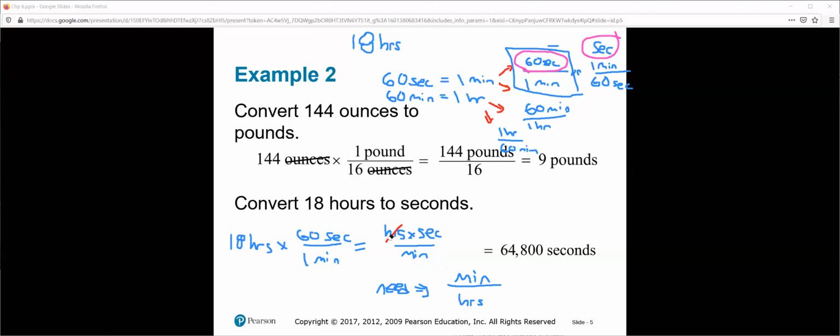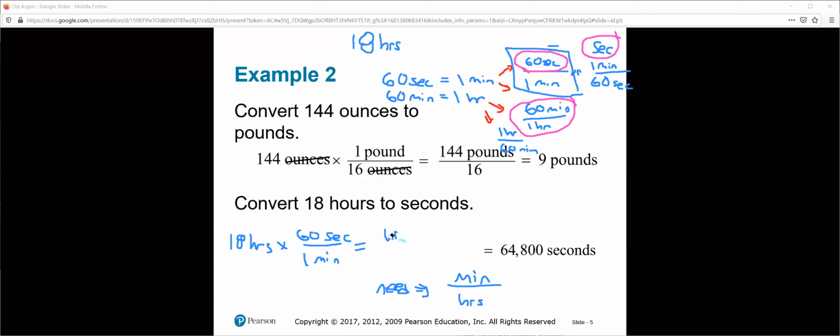All right, there we go. Do I have an equation with minutes on the top and hours on the bottom? Hey, look at that. I do. Minutes on the top, hours on the bottom. Fantastic, right? We can use that.